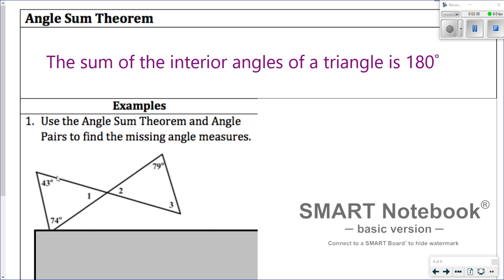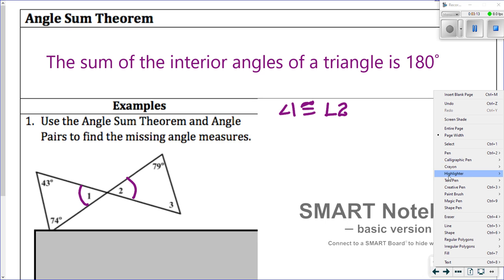If we look at it, you notice that the two lines are intersecting to create vertical angles. So what we learned about vertical angles is that they're opposite and they're going to be congruent. So I'm going to put the two markings to show that these two angles, angle 1 and angle 2, are congruent. So angle 1 is congruent to angle 2. So now we need to find the missing angles, 1, 2, and 3.